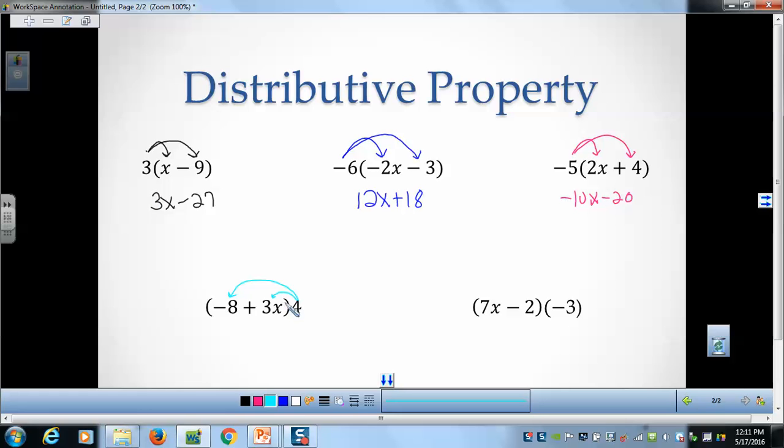So I have 4 times negative 8, which is negative 32, and then 4 times 3x, which would be a positive 12x. And then once again, if we get over here, you can see that our second number is negative 3. Our first number has been broken into two components, 7x minus 2. So I distribute that negative 3 to the first component, negative 3 to the next component. A negative times a positive is a negative, and so we have negative 21x, and then negative times negative is a positive here, and we have 3 times 2, which is 6. All right, so that does it for my examples.